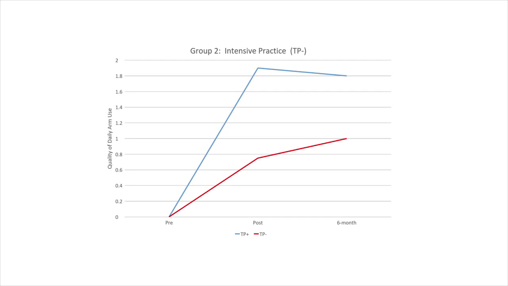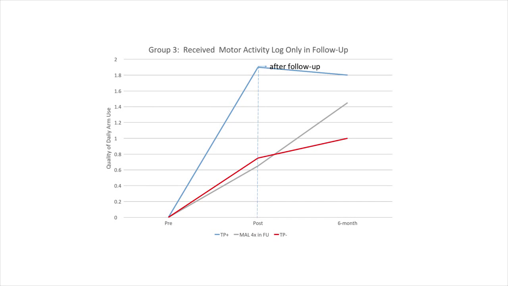The group that received the motor activity log only 4 times in follow-up falls between the 2 other groups for a period of at least 6 months. Not a bad result for less than 2 additional hours of intervention over the phone.